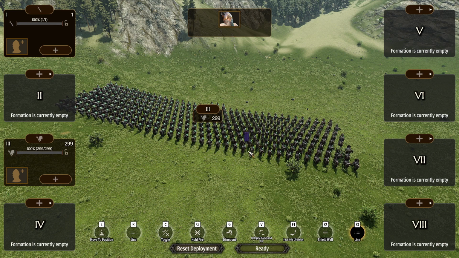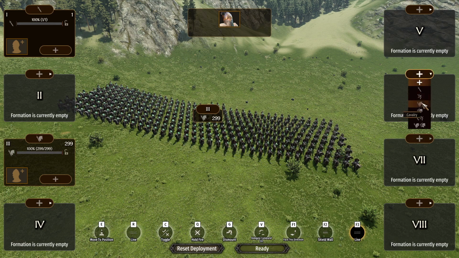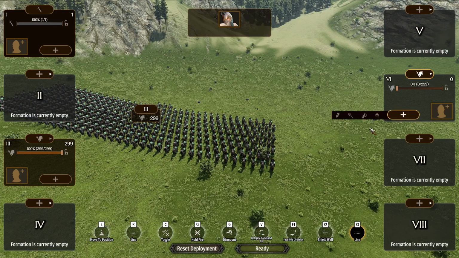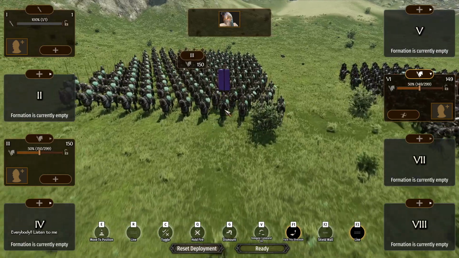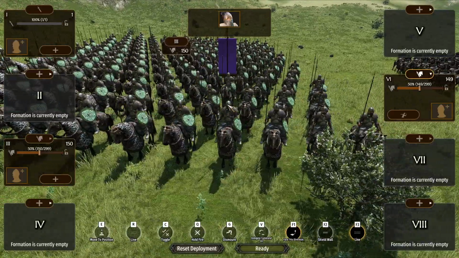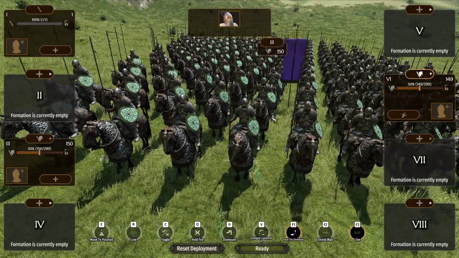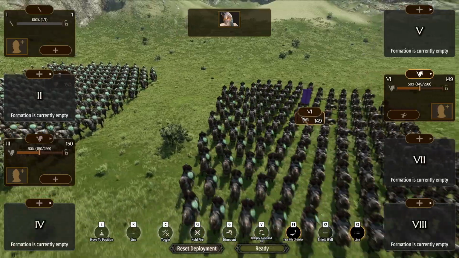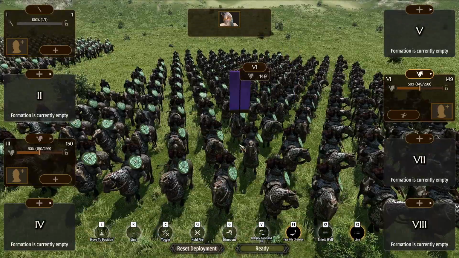So as you know, the Battanians have two types of cavalry. They have the mounted skirmisher and they have the Battanian horsemen. And what I'm gonna be doing here is create another formation of cavalry, and these guys are gonna have some throwables. Alright, and after a little bit of tinkering here, as you can see, formation 3 has all of the horsemen, and formation 6 has all of the skirmishers.